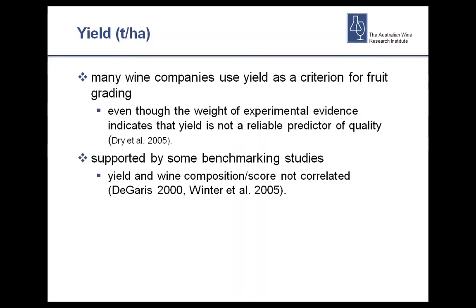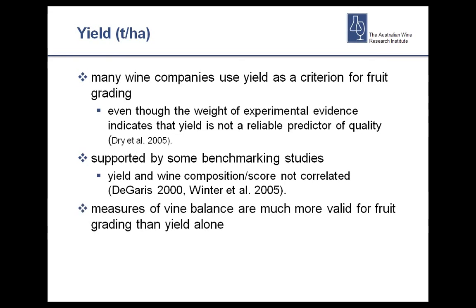Many wine companies use yield as a criterion for fruit grading, even though the weight of experimental evidence indicates that yield is not a reliable predictor of quality. And this is supported by some benchmarking studies as well. For example, yield and wine composition and score were not correlated in at least 2 of the benchmarking studies. So measures of vine balance are much more valid for fruit grading than yield alone, and so it is surprising that yield is still used as an important attribute in some vineyard scoring schemes.